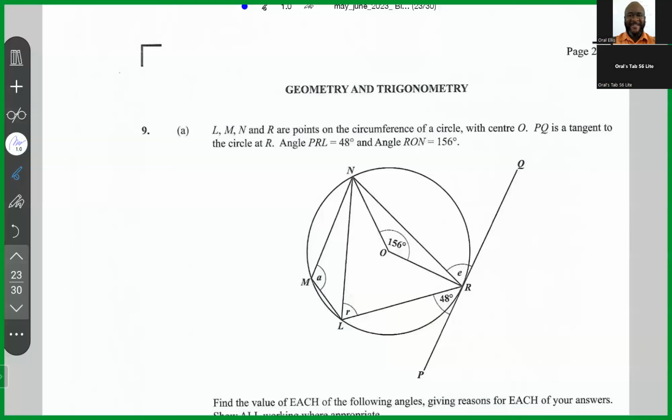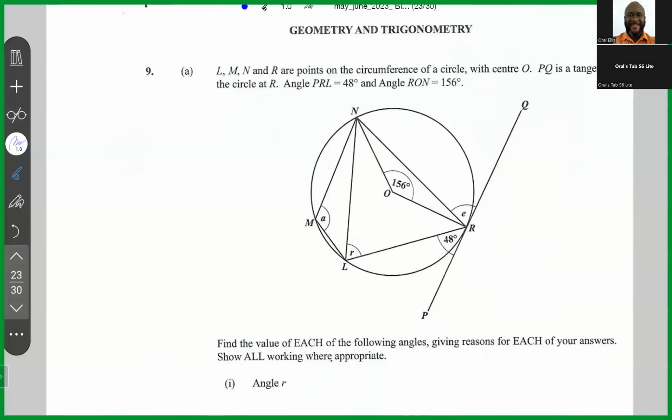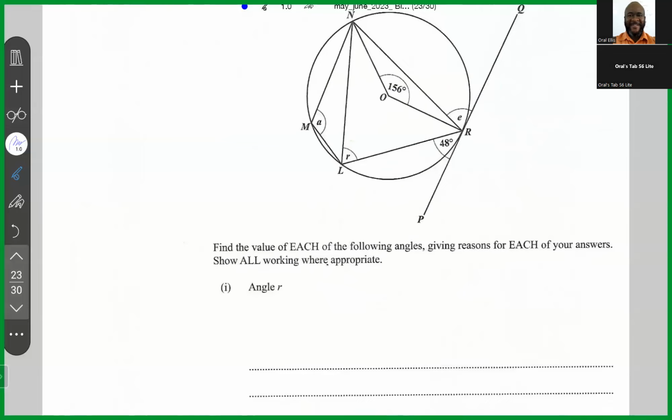Question number 9. The year is May 2023. It says A, L, M, N, and R are points on the circumference of a circle with center O. PQ is a tangent to the circle at R. Angle PRL is 48 degrees. Angle RON is equal to 156 degrees. We're asked to find the value of each of the following angles, giving reasons for each of your answers. Show all working where appropriate.